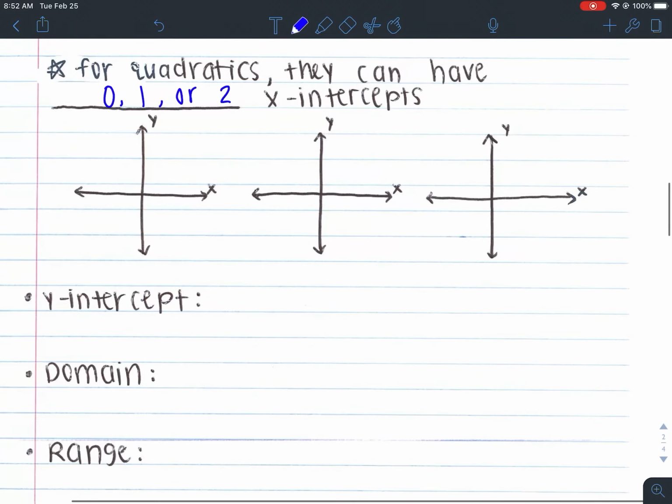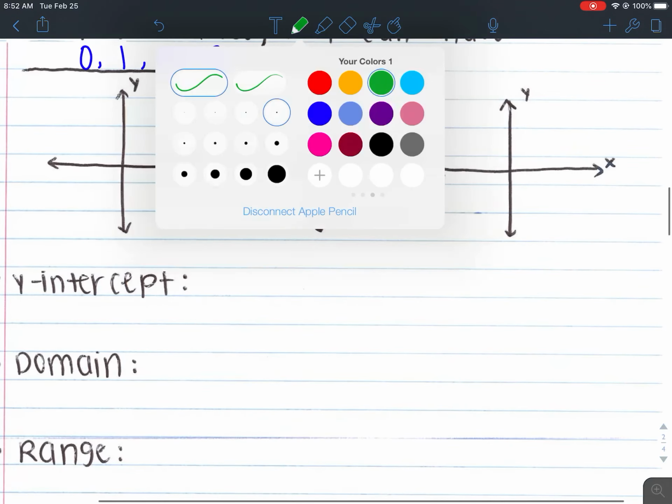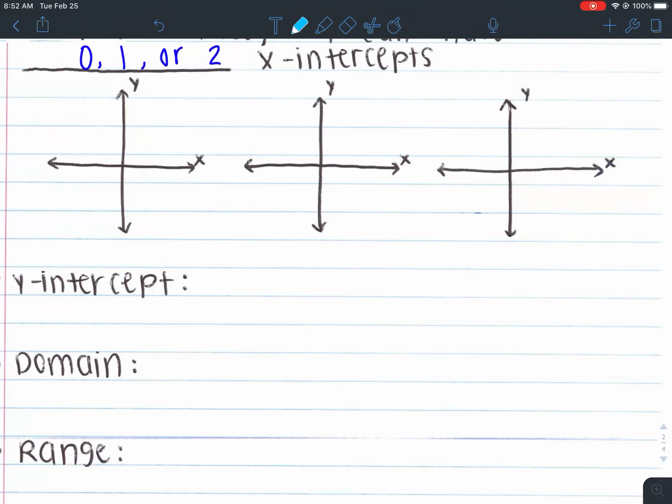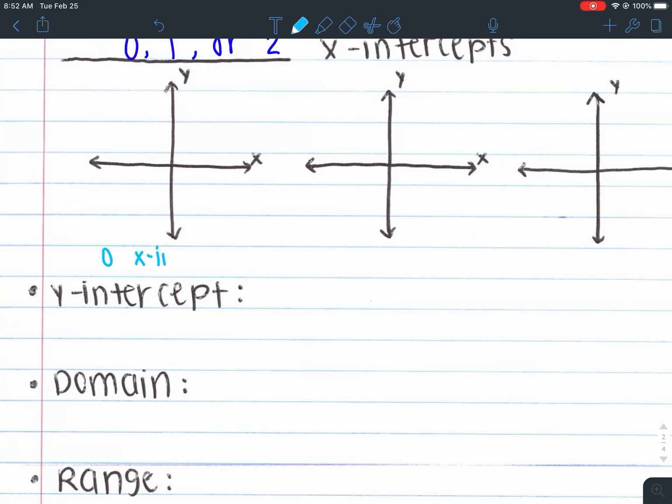So I'm going to draw you some pictures of what that might look like on a graph. One way to have 0 x-intercepts. So let's talk about 0 x-intercepts first. If I don't have any x-intercepts, that means my graph never crosses the x-axis. So your graph could be above the x-axis and open up like this, right? If it's above, then the lowest point it'll get to is right here, and it'll never hit the x-axis.